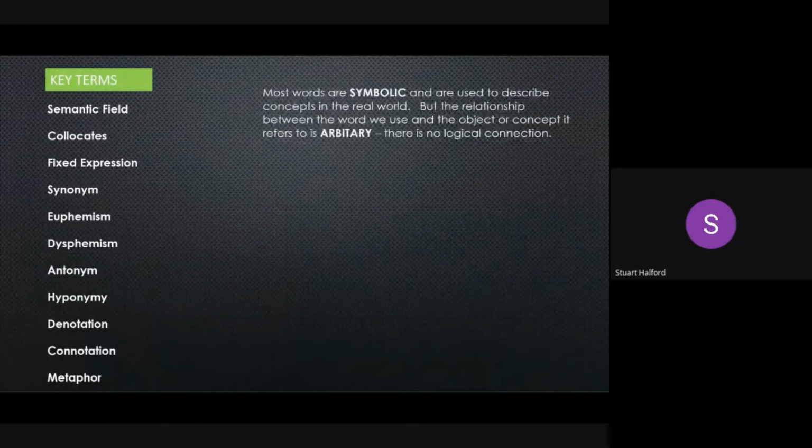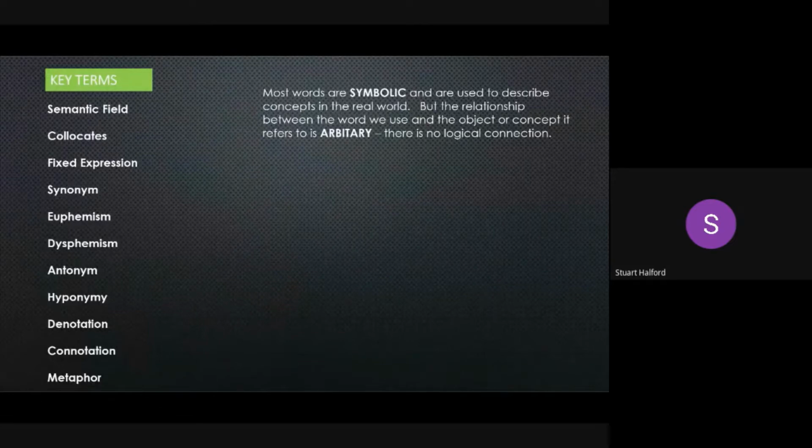So we need to accept then that most of the words that we use are symbolic, the words that we use to describe concepts in the real world or objects in the real world. There's no real relationship between the word we use and the object itself. About the only time that might occur is when we're dealing with words that are onomatopoeic. And if we look back at lexis, there's a whole section on onomatopoeia.